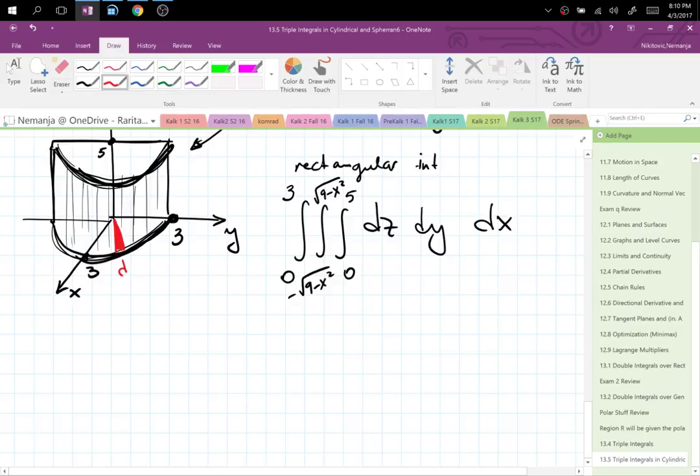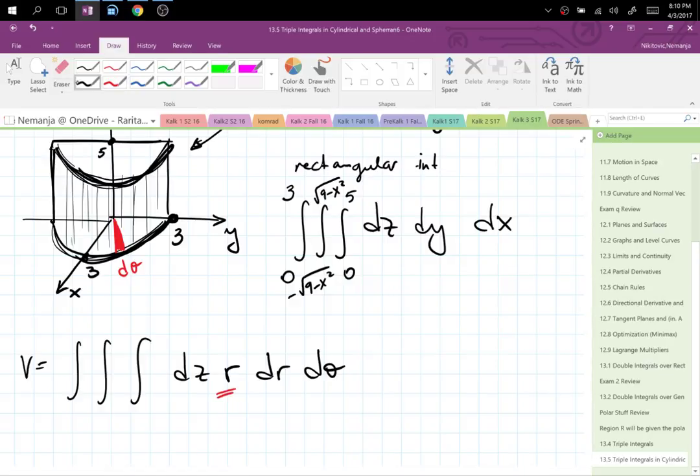So what I'm going to do instead, I'm going to draw a representative pizza slice, d theta, and set this up as the triple cylindrical integral, which I'm not going to put the function in because I'm looking for volume. My V equals the triple integral of dz, r, dr, d theta. Let me just make sure that I underline this r here. So now I'm looking at this and I'm trying to figure out where this stuff goes, right? So d theta is this representative pizza slice, which is going to start here and go around there. So what are the angles that it covers?